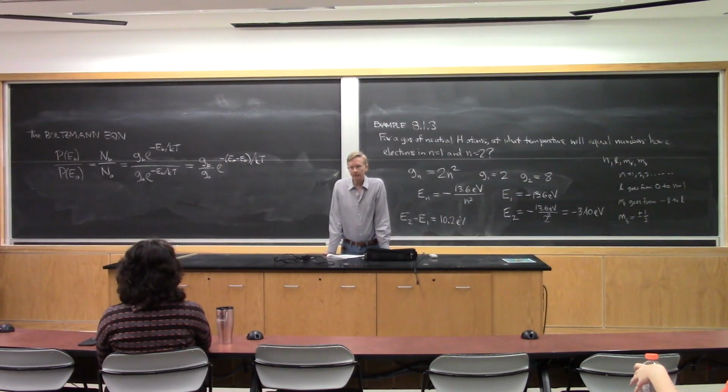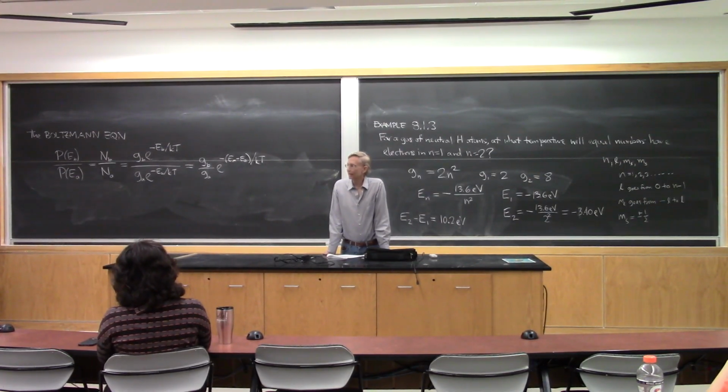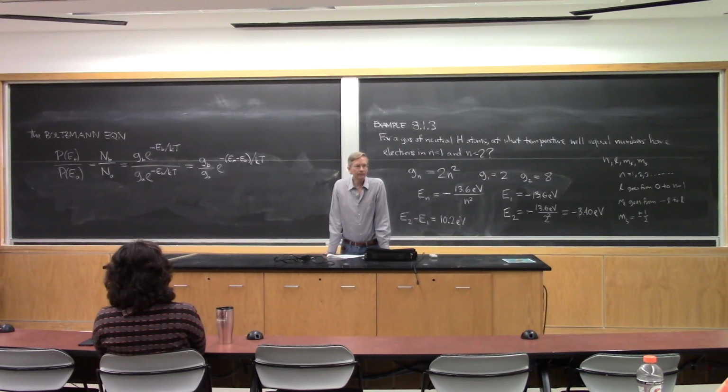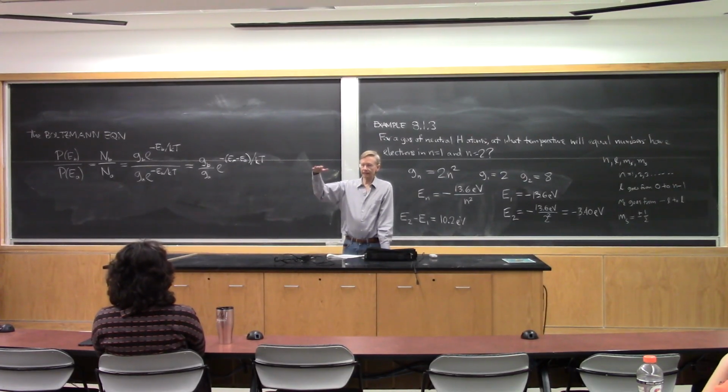At absolute zero temperature, how many of the electrons would be in the ground state? Of all the atoms, what fraction of the atoms will be in the ground state at absolute zero temperature? What would that be? All of them. All of them. At absolute zero, there's nothing to excite anybody, so the system will be in its lowest possible state. So everybody's in n equals 1 at zero temperature. As the temperature rises, some atoms manage to get into n equals 2 because of collisions. The higher the temperature, the more get excited into n equals 2.